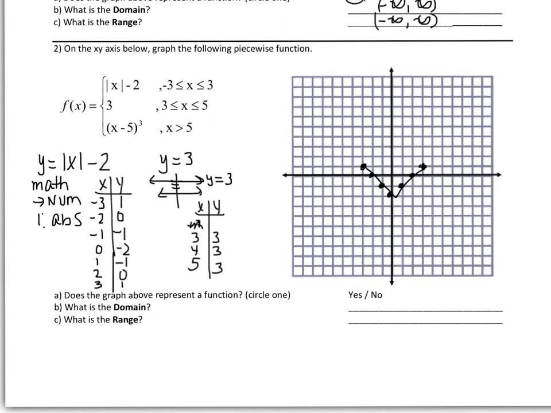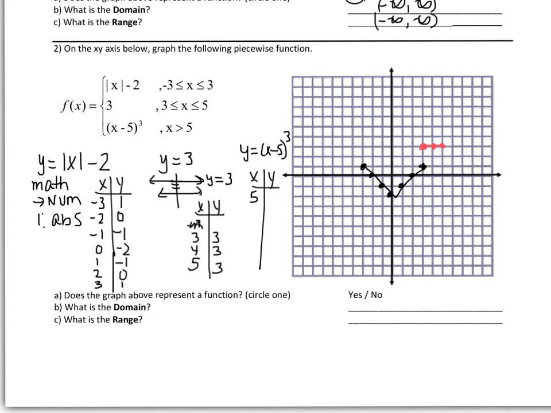So 3, 3 would be here, 4, 3, and 5, 3. So we've got this piece right here. That's my line. And the last but not least part would be my cubic function. So y equals x minus 5 to the third power when all values of x are greater than 5. But we need to include the 5 here so we can put an open circle.